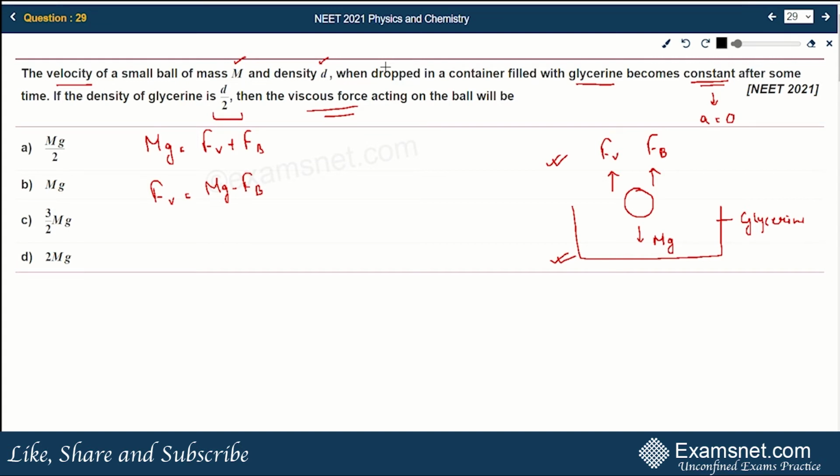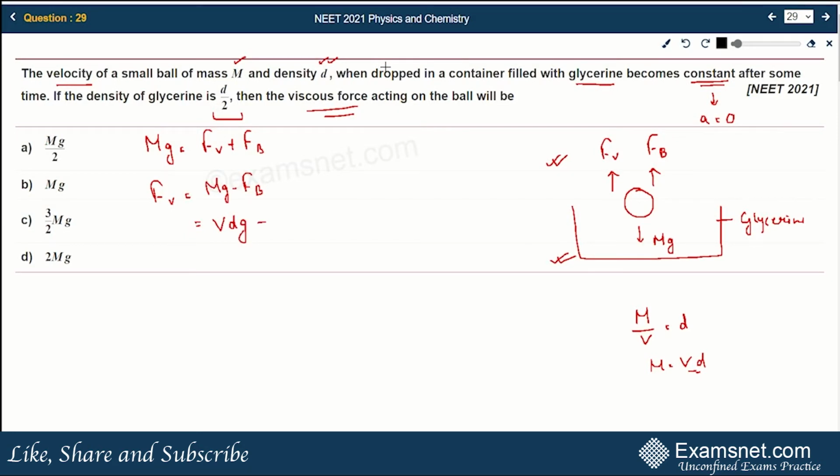Now here you can see that density is mentioned in the question. So we will write mass in terms of density. You might be knowing that mass by volume is equal to density. So what will be mass? It will be equal to volume into density. Small d is the density of the ball, as you can see here. So here we can write in place of m, V, that is volume of the ball, into density of the ball, into g.